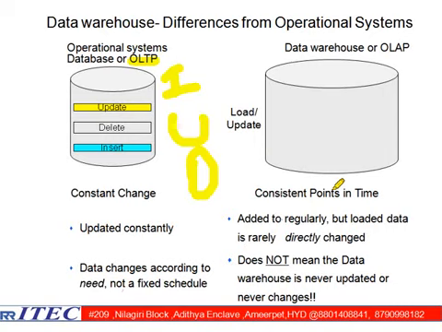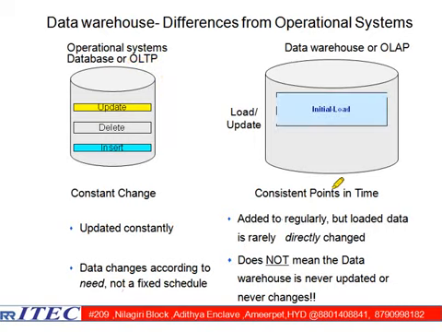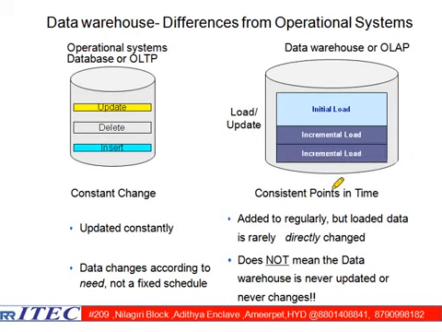But coming to the data warehouse, what is happening, sir? Initial load we are doing. The first time we are loading. Thereafter, we are doing incremental load. Existing data we are not touching. We are adding the new data. Again, incremental loading. That means we keep on doing incremental loads only here. That is the nature of the data warehouse.